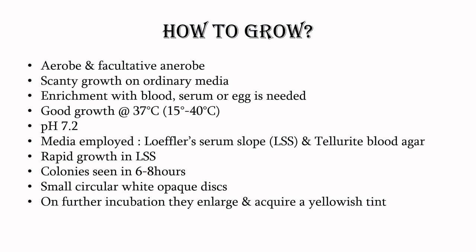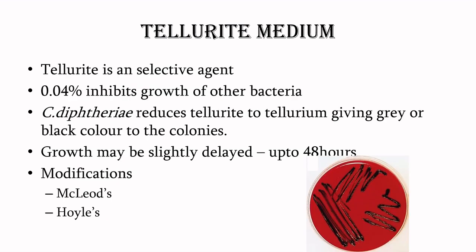On a Loeffler's serum slope, they'll form circular white opaque discs which will slowly become yellowish in color on further incubation. When you talk about tellurite medium, the tellurite is a selective agent, so it will prevent the growth of any other bacteria in that medium. Tellurite is converted to tellurium, giving gray or black colonies. They grow a bit slow on this medium. There are some modifications called McLeod's modification or Hoyle's modification.